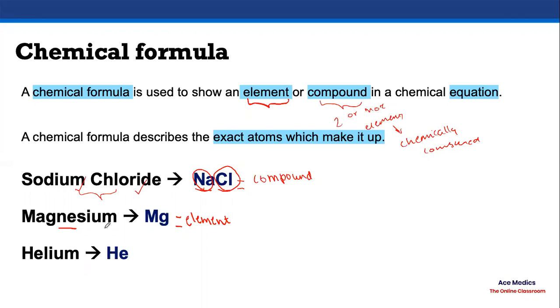Okay, so magnesium, we talked about, and we said that it's an example of an element because magnesium just has that one atom. And helium is also another example of an element, because helium also just has one atom of helium.